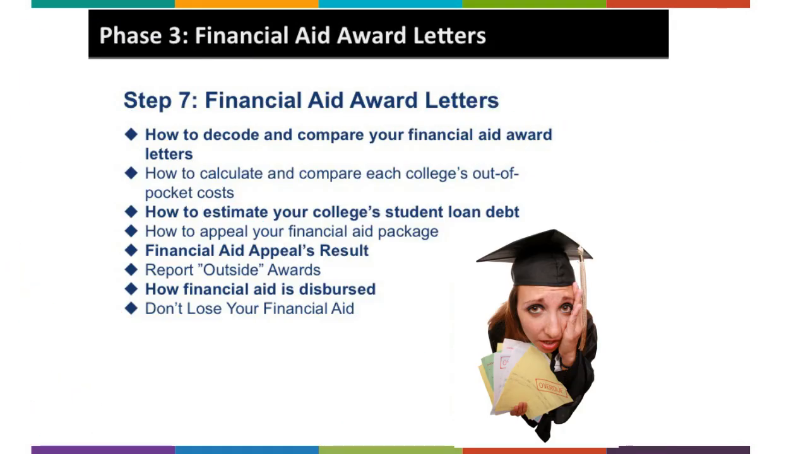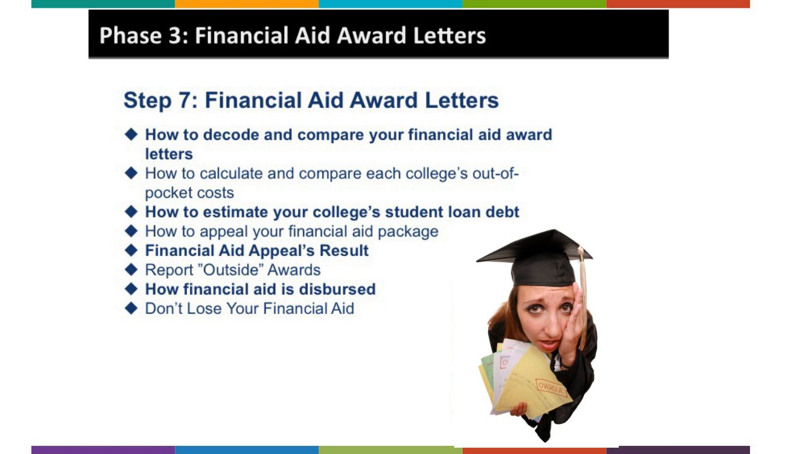In Step 7, Financial Aid Award Letters, I will show you how to decode and compare your financial aid award letters, how to calculate and compare each college's out-of-pocket costs, how to estimate your college's student loan debt, how to appeal your financial aid award letter, why you should report outside award letters, such as outside scholarships, how financial aid is dispersed, and also how not to lose your financial aid.